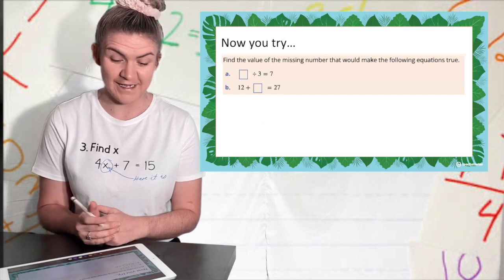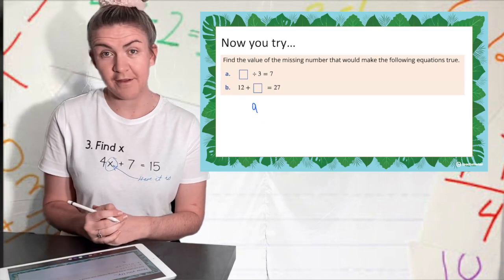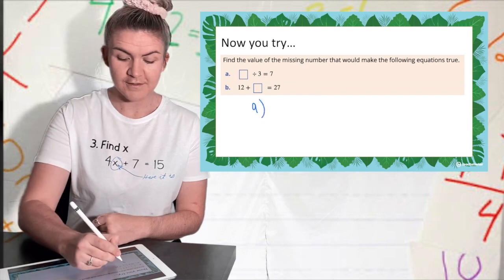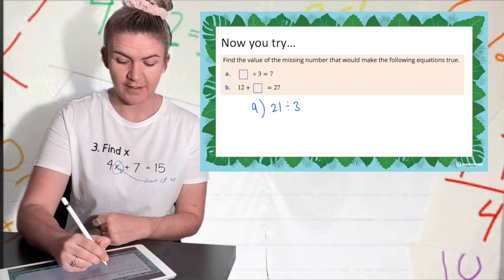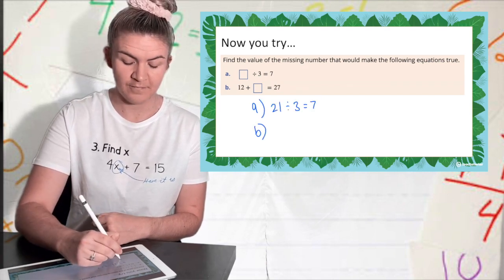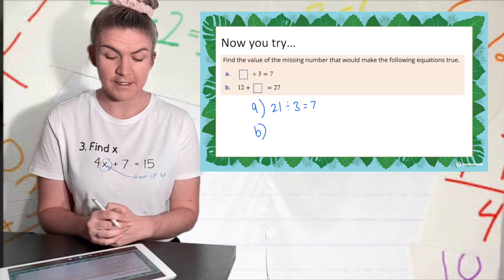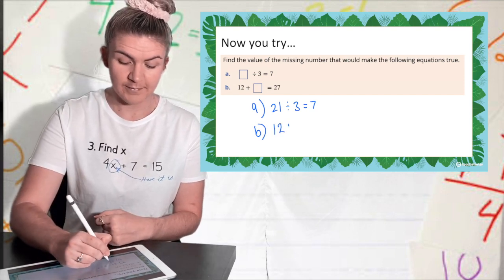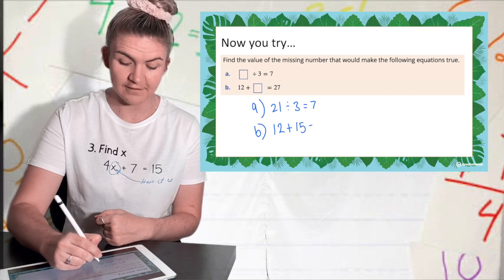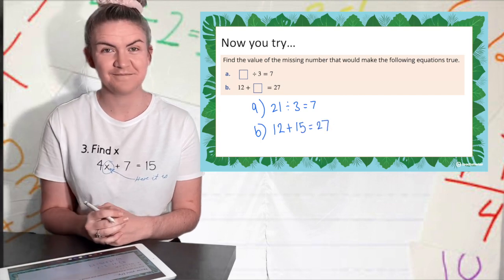Let's quickly go through these answers. A number divided by 3 equals 7. That is going to be 21 divided by 3 equals 7. 12 plus a number equals 27. That's going to be 12 plus 15 equals 27.